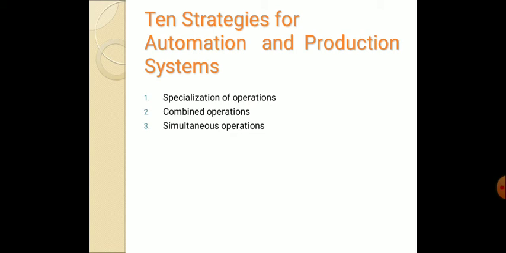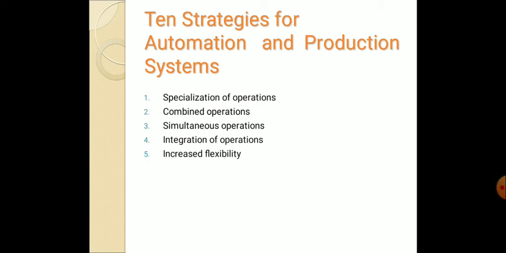In effect, two or more processing operations are being performed simultaneously on the same work part, thus reducing the total processing times. Integration of operations. Integration means combining two or more operations. So in this strategy, they link several workstations together in a single integrated mechanism using automated work handling devices to transfer parts between the stations.